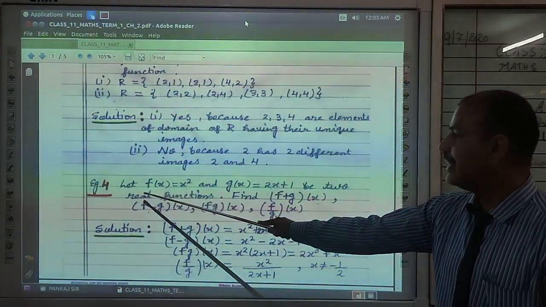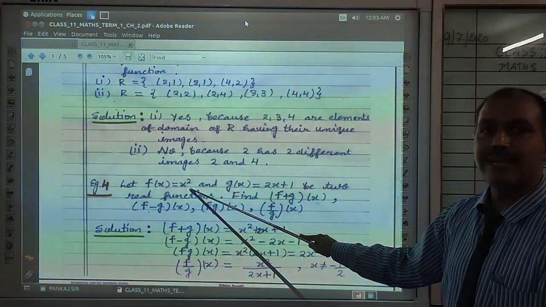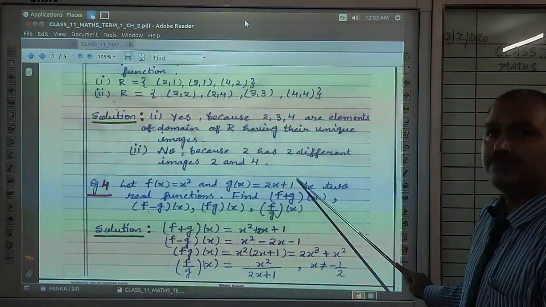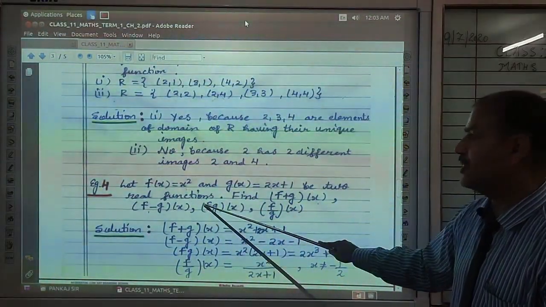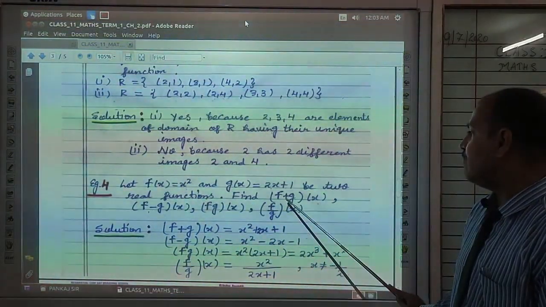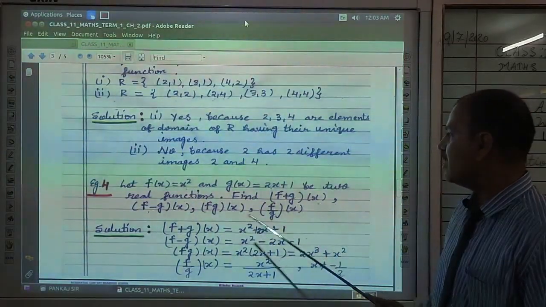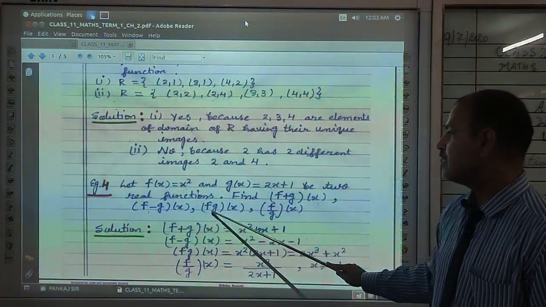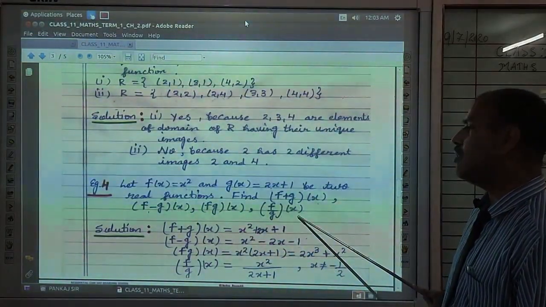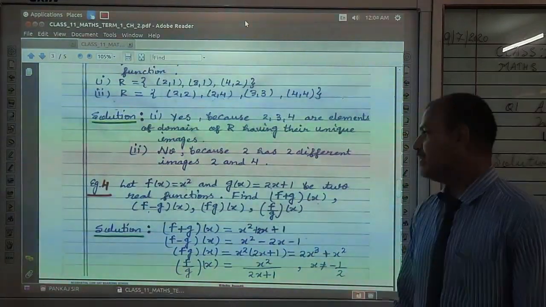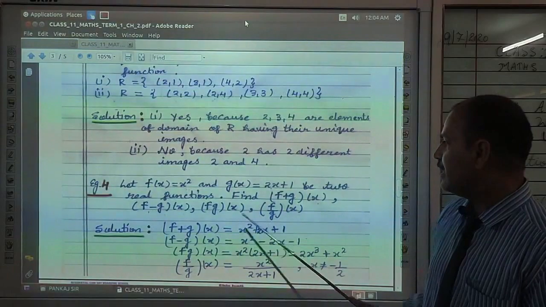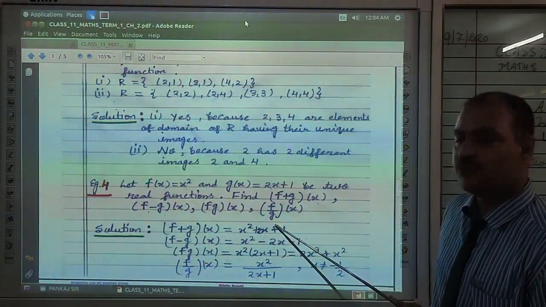Example 4. Let f(x) is equal to x square and g(x) is equal to 2x plus 1 be two real functions. f(x) and g(x) are the two functions given. Find (f plus g)(x), (f minus g)(x), (f into g)(x), (f upon g)(x). We have to find the addition of two functions, subtraction of two functions, multiplication of two functions, and division of two functions.